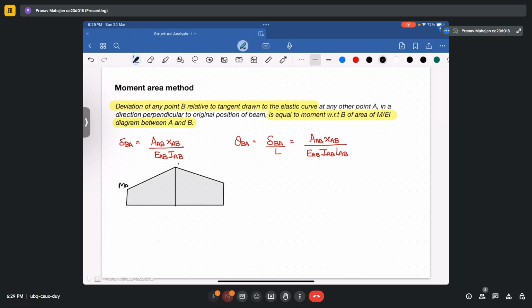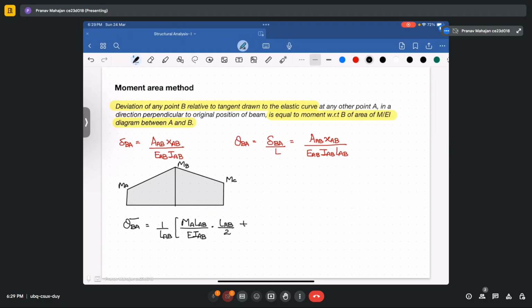MA, MB and MC. So if we have to determine the theta of this part, this theta BA will be equal to 1 upon EI, 1 upon LAB into MA into LAB upon EI, or it should be EI only, IAB into what will be the distance? It will be LAB upon 2.